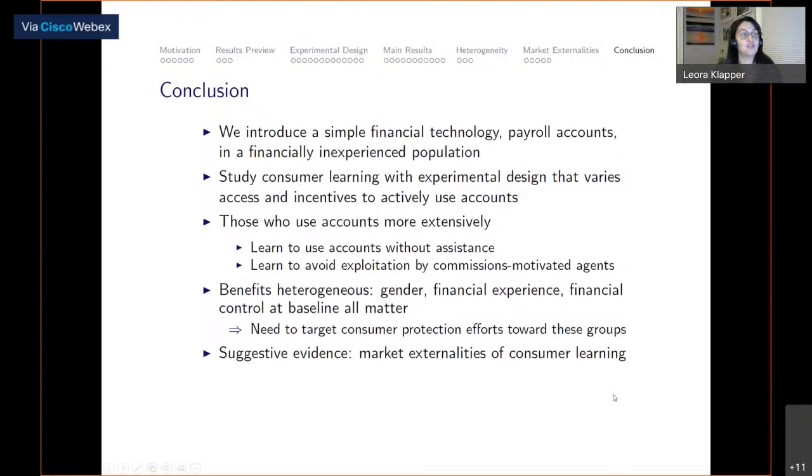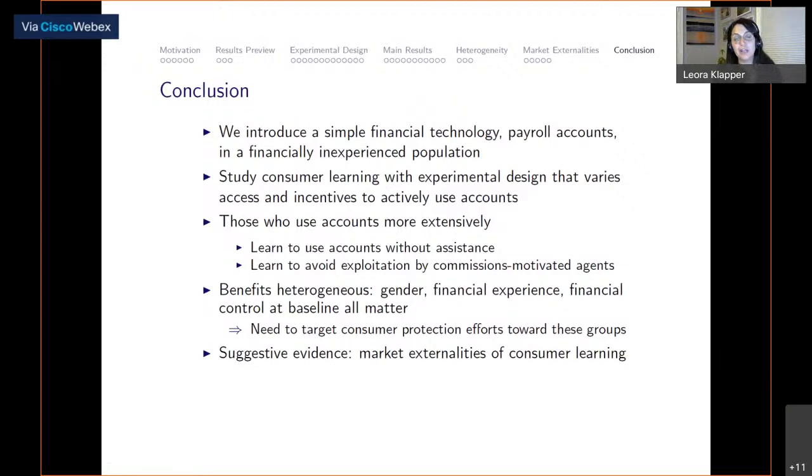So to conclude, we introduce a simple financial technology, these payroll accounts, to a financially inexperienced population. As I mentioned, most workers had no financial experience using accounts before our intervention. We're interested in an experimental design that varies both access and usage by providing people with only accounts as compared to accounts with the use of electronic payroll. Those that use their accounts more extensively, also to receive payments, learn to use their account without assistance, and learn to avoid the exploitation, the predatory fees of commission-motivated agents.